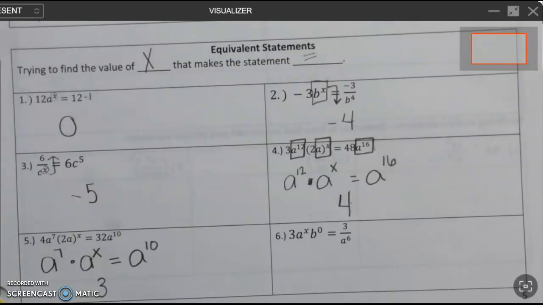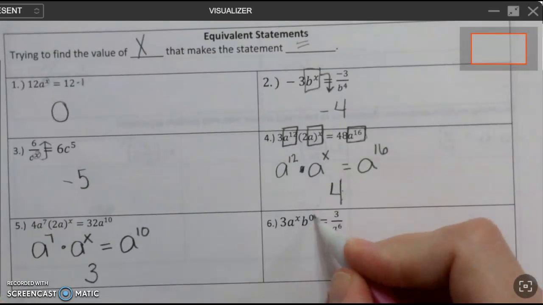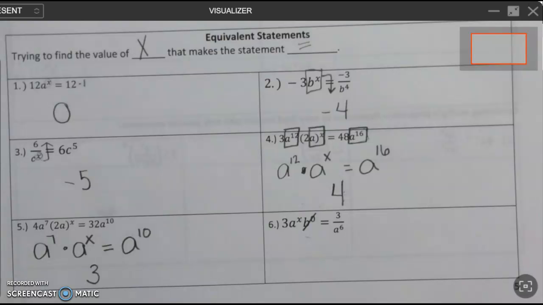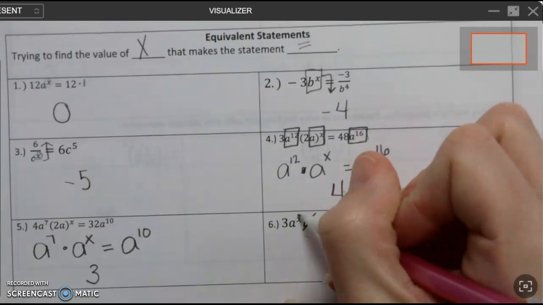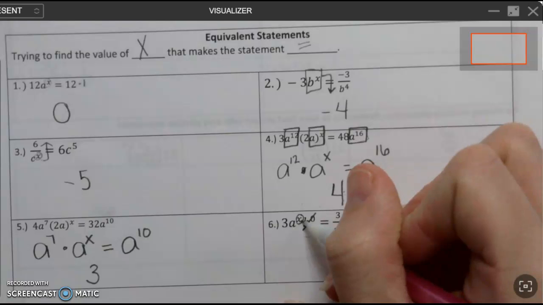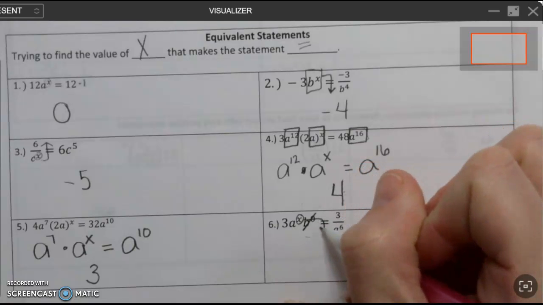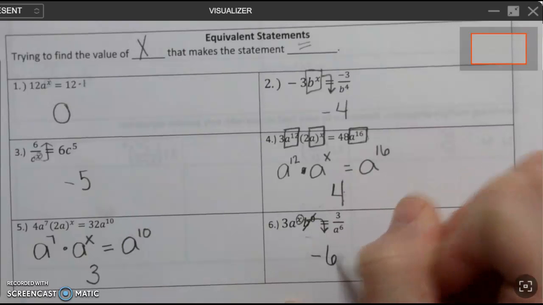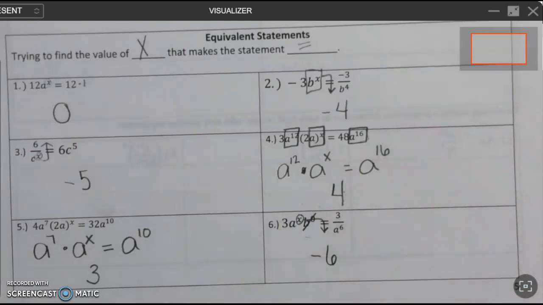Okay? One more here. Let's not worry about this b to the 0. It's not over here anyway because it's just 1. What number for a to the x would have made you bring that a down to the bottom? Well, a negative 6 would have made me move it to the bottom and then change that exponent to a positive 6.